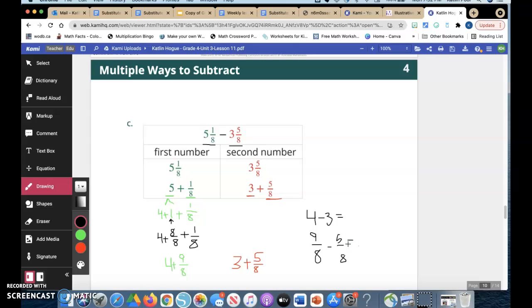And that was some quick solving, guys. Tell me, what is 4 minus 3? 1, 2, 3. It is 1. Guys and girls, what is 9/8 minus 5/8 going to equal? 1, 2, 3. It is going to equal 4/8. So if I put 1 and 4/8 together, I will have 1 and 4/8.